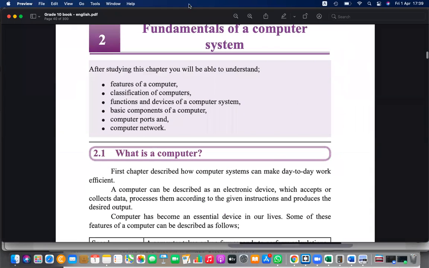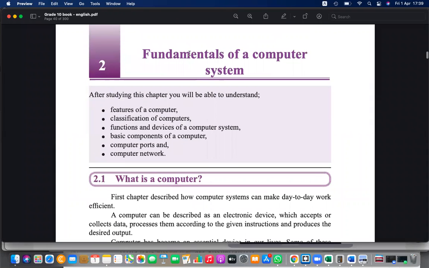So that is what we learned at the beginning. Now it's time to study more about the fundamentals of the computer system. In this chapter, we are going to learn about hardware and networking. Basically, that is the chapter. This is also a theory chapter, but we will make it as interactive as possible, even though it is theory.